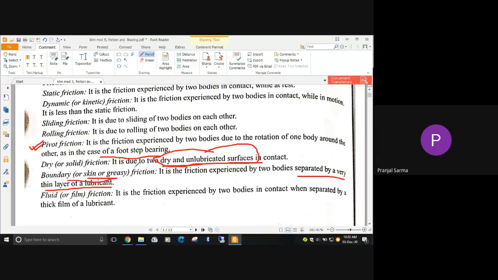In this particular greasy friction or skin friction, what basically happens?